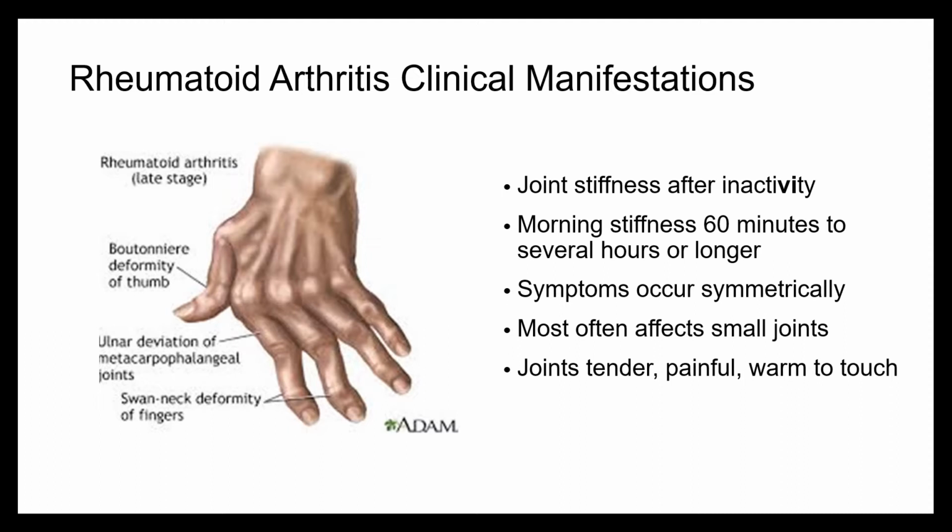Ulnar deviation and swan neck deformities are two of the most common joint deformities that we see of the fingers. Spindle-shaped fingers and joint enlargement are also often noted on assessment of the hands. Some other symptoms that the patient might report is muscle weakness, having difficulty walking. They may experience paresthesia of their hands and feet. And as the disease progresses, they may experience muscle contractures and muscle atrophy.